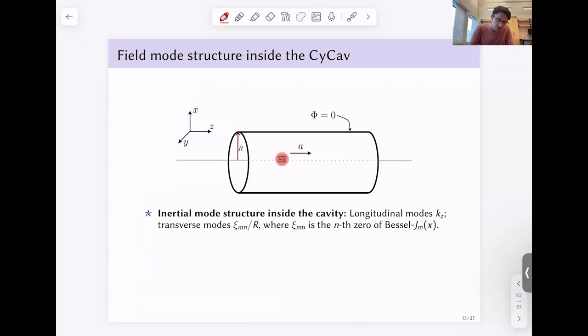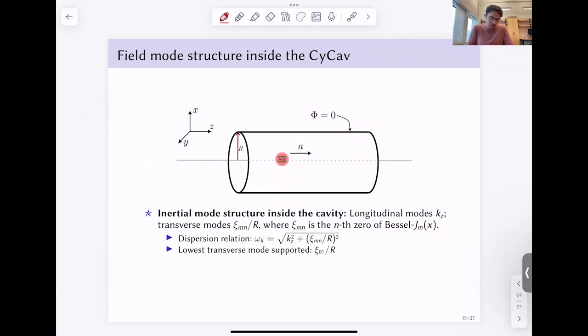Once we have introduced the cavity, let us also have a look at the field mode structure. The inertial mode structure inside the cavity has longitudinal field modes, which we'll denote by k_z, and transverse field modes, which have frequency chi_mn over R. c has been set equal to 1. Here, chi_mn is the nth zero of the Bessel function J_m. The Bessel J zeros enter the analysis due to our imposition of the vanishing Dirichlet boundary condition on the field at the cavity walls. And the inertial modes satisfy this dispersion relation.